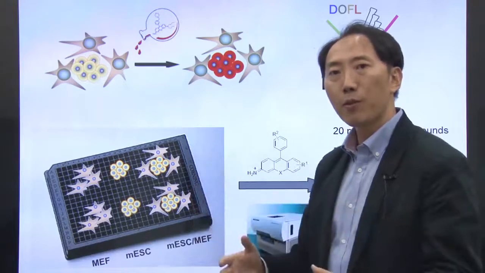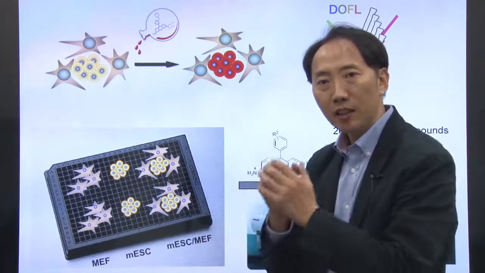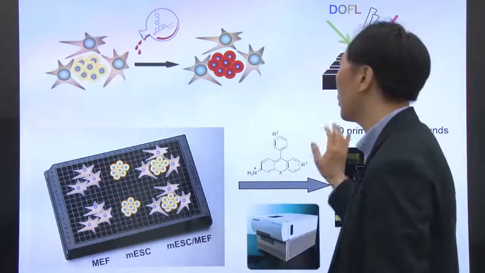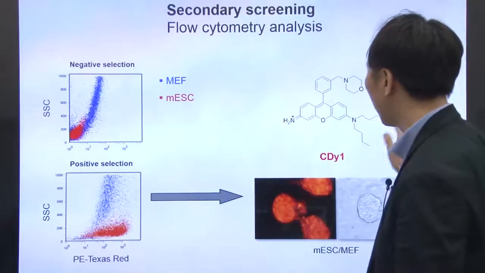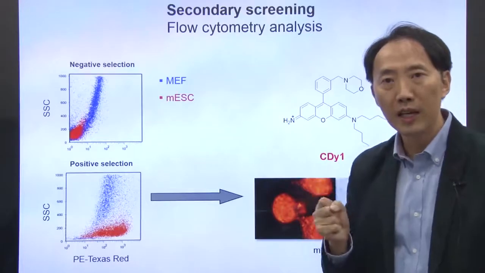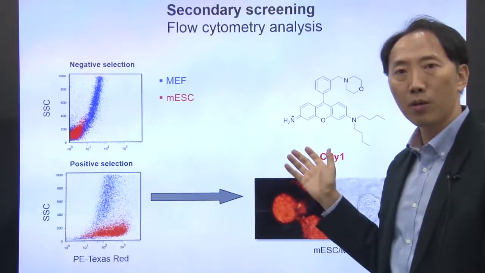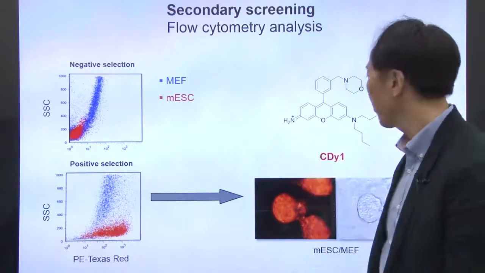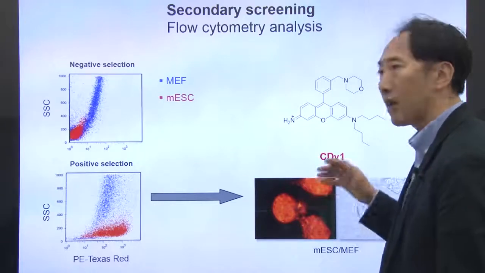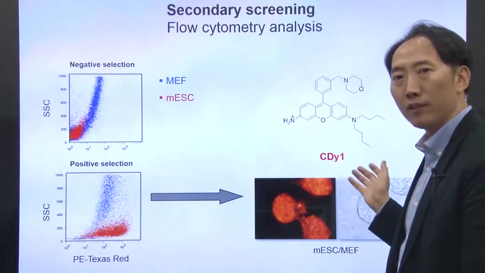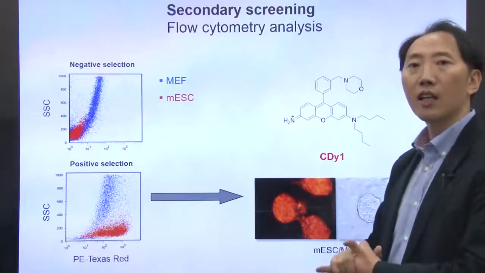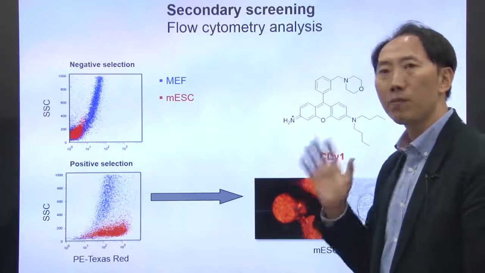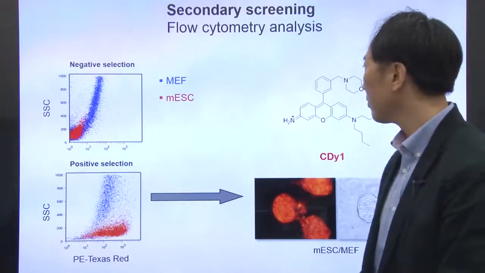By using this kind of primary screening, you can select possible candidate molecules, and then by testing several other conditions, you can make this kind of probe. This is the first small molecule probe for embryonic stem cells. This kind of probe we call a compound of designation 1, and every compound has a color, so this has a color code, CD yellow 1. This is the first embryonic stem cell probe.